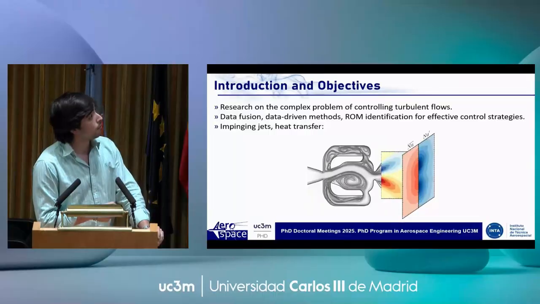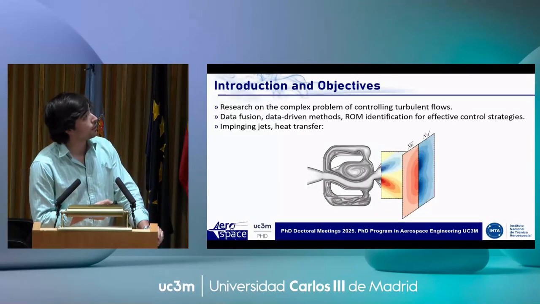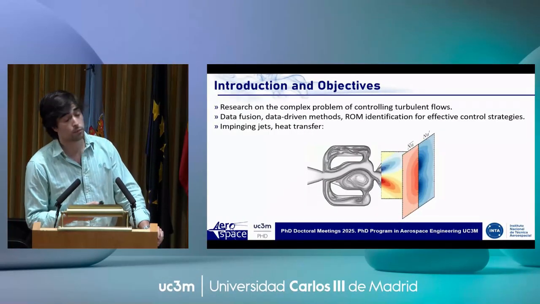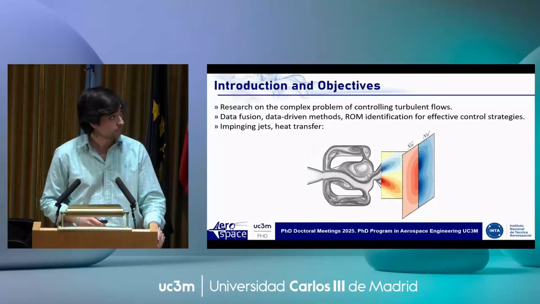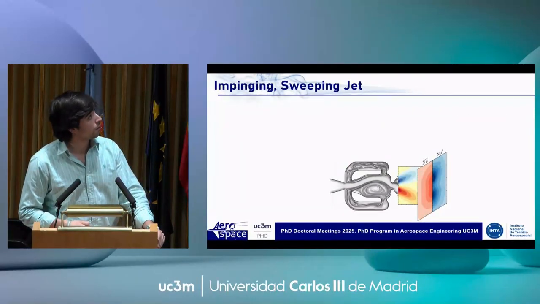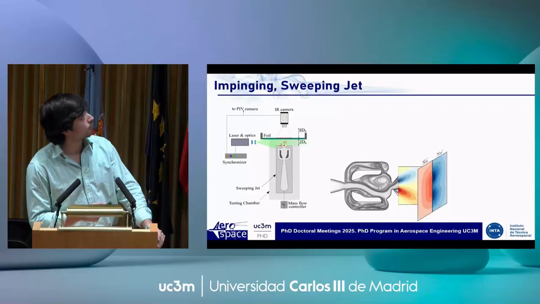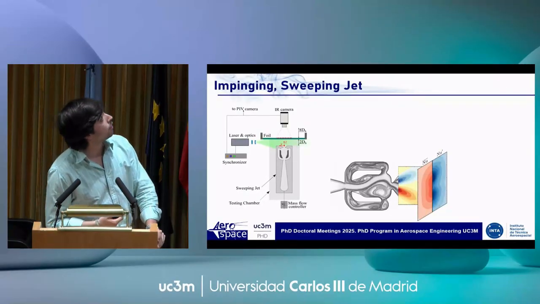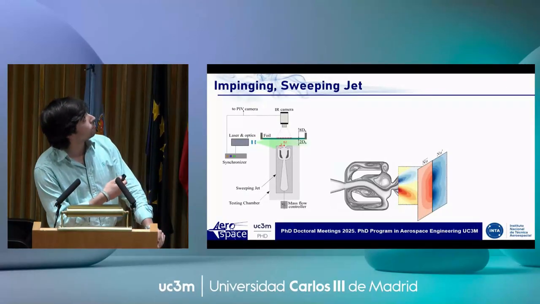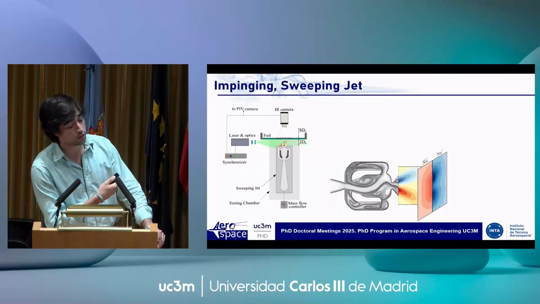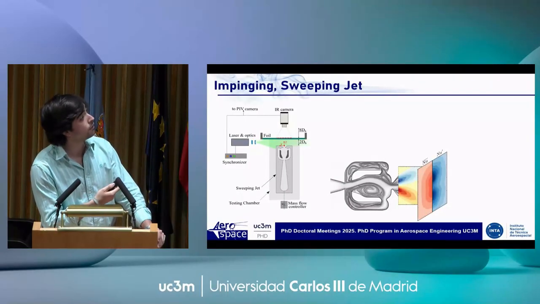So we have velocity fields in this plane, and then the Nusselt number distribution that represents the heat transfer. This is our experiment, and this is, for example, our experimental setup. You can measure velocity fields with PIV and the Nusselt number distribution with IR thermography.